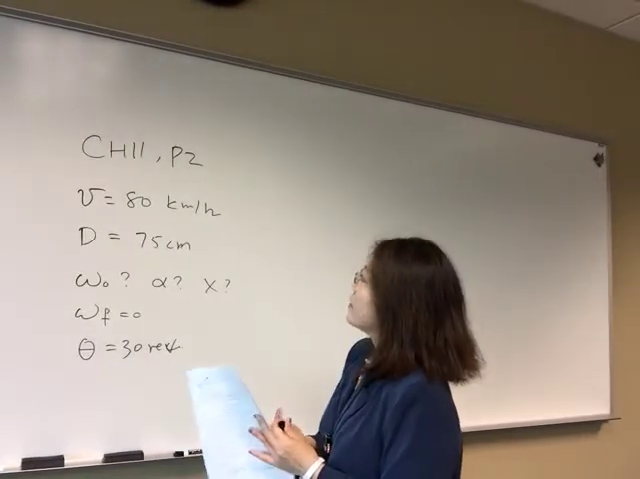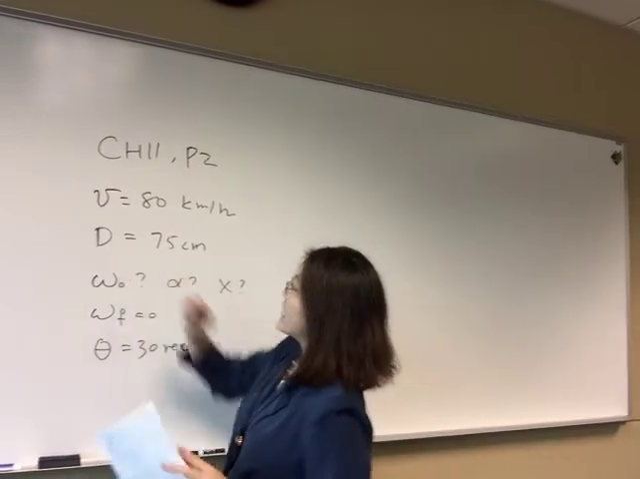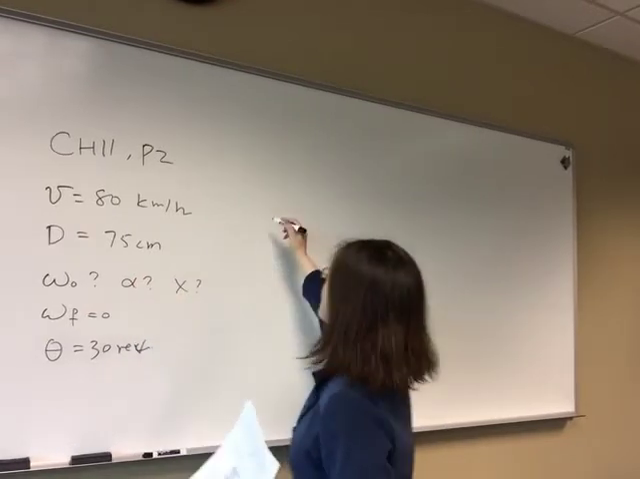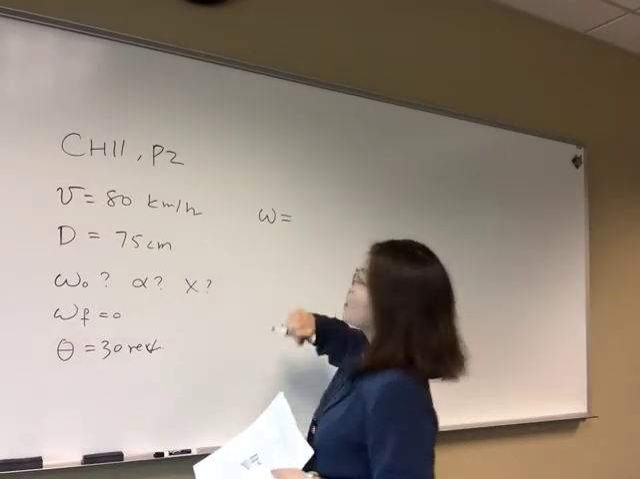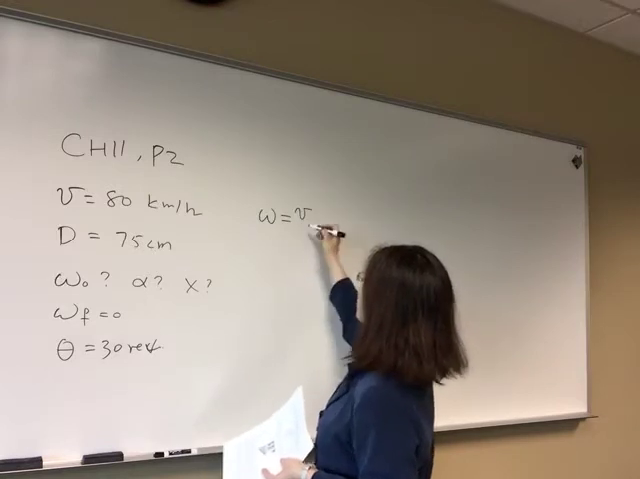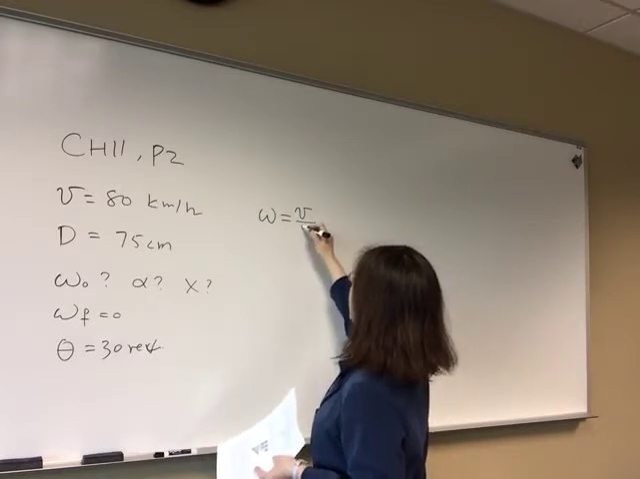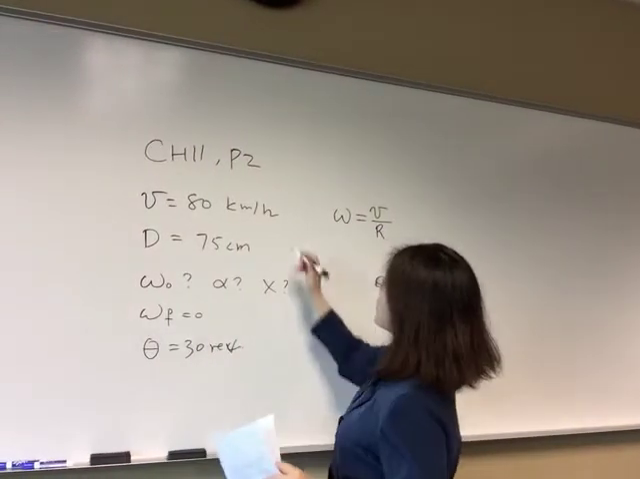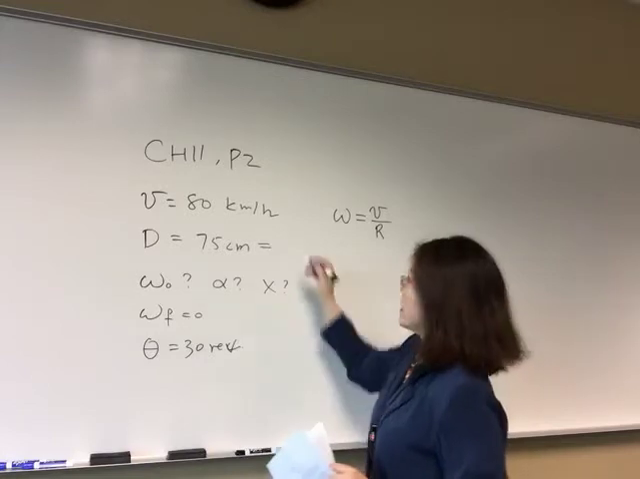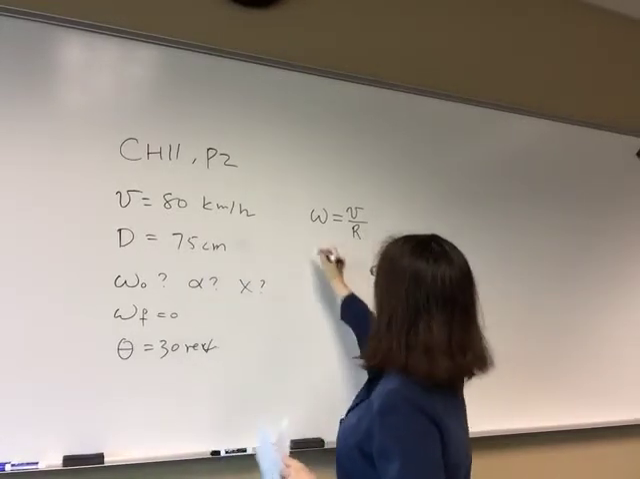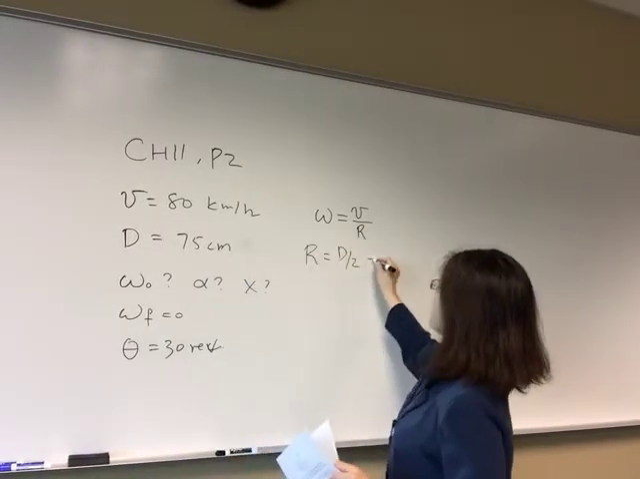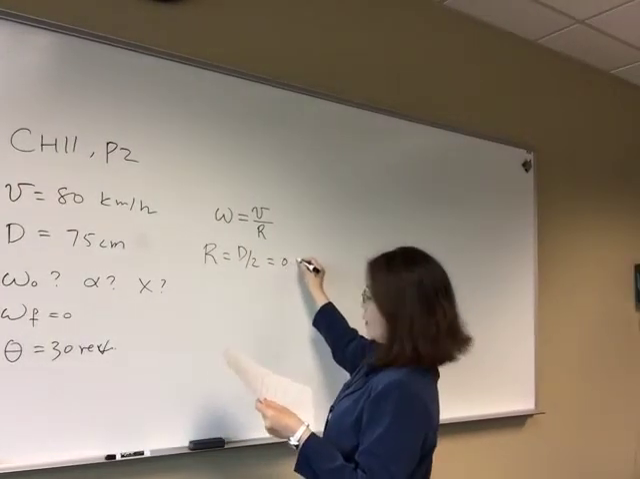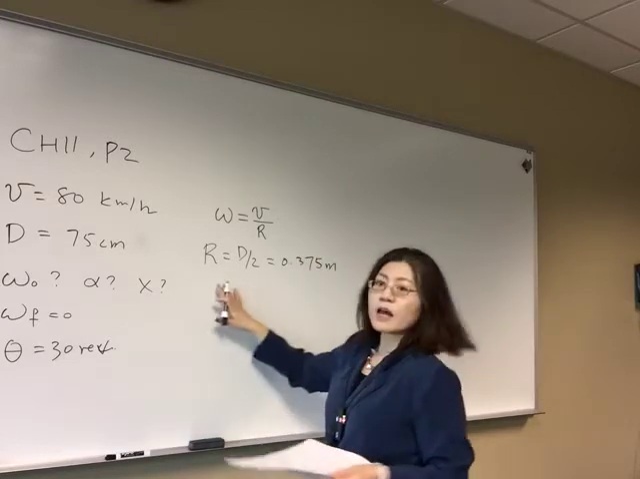So you're given the linear velocity, and you're given the diameter. In order to figure out the angular velocity, it becomes very straightforward, because omega is equal to V over R, where R is the radius. You're not given the radius, you're given the diameter instead, so we can calculate the radius first. Your R is simply d over 2, converted to SI units. You should have 0.375 meters. So that's your radius.